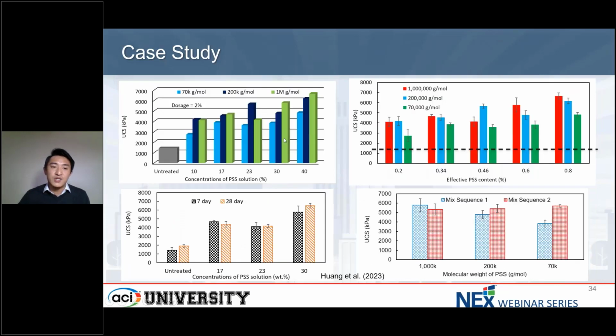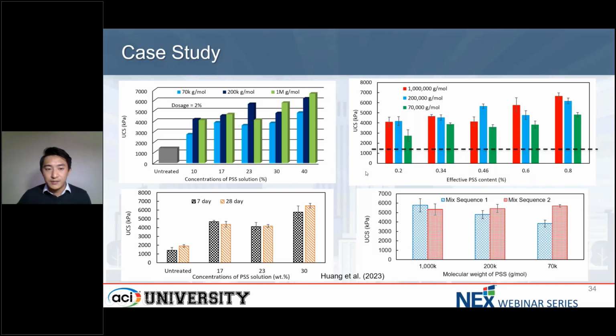The same conclusion is shown for the other polymer, the negatively charged polymer, the PSS. So we can see the effect of the molecular weight. In general, if the polymer has a higher molecular weight, that means that they're longer. They can bind with the soil better than the shorter ones. So we'll see the effect of the polymer molecular weight as well.